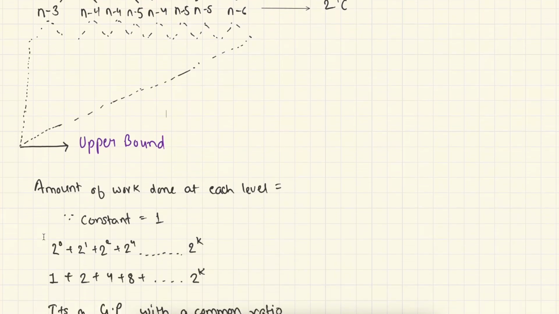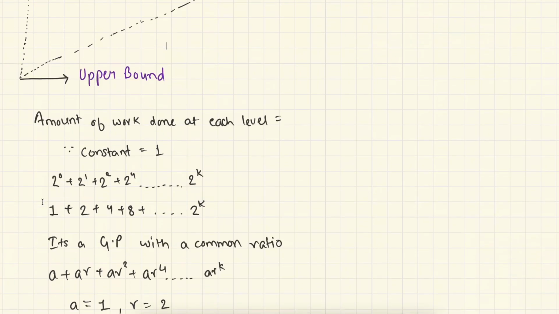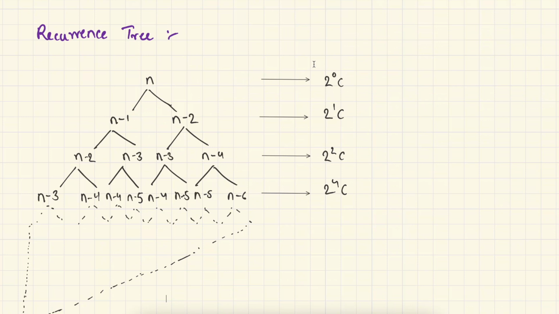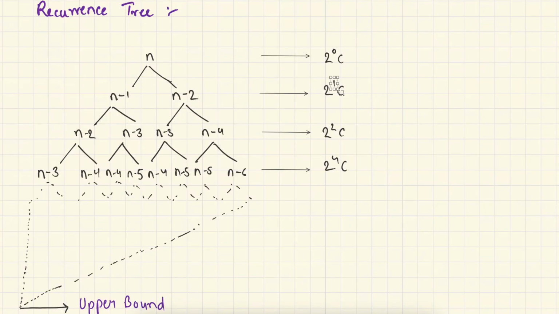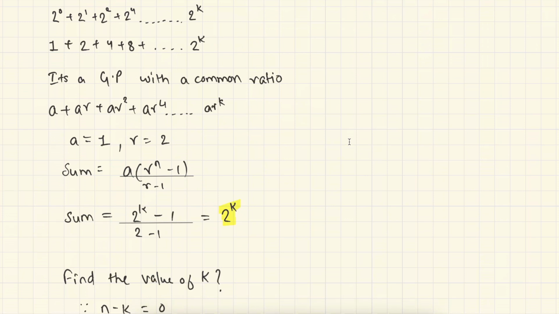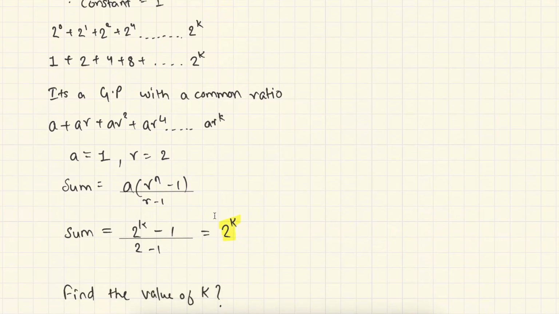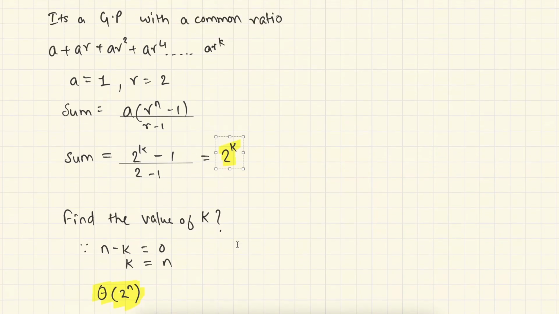So at each level, we are doing some work, and that is again a geometric progression. See, at the first level, we are doing c amount of work. At the second level, we are doing 2c amount of work. At the third level, we are doing 4c amount of work, and so on and so forth. So it is again a GP. So after solving this GP, we get the amount of work done is going to be 2 to the power k. Now, how to find the value of k?